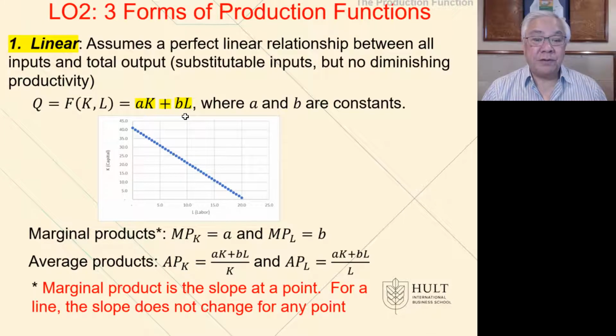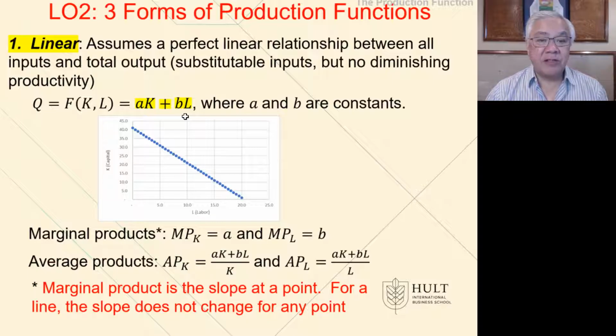Learning objective 2. There are three forms of these production functions we're going to be using. The first form is linear, and linear is a line. And this equation should look very familiar to you. It's quantity equals A times K plus B L. Now this one is not our normal format because we're stating quantity as a function of capital and labor.